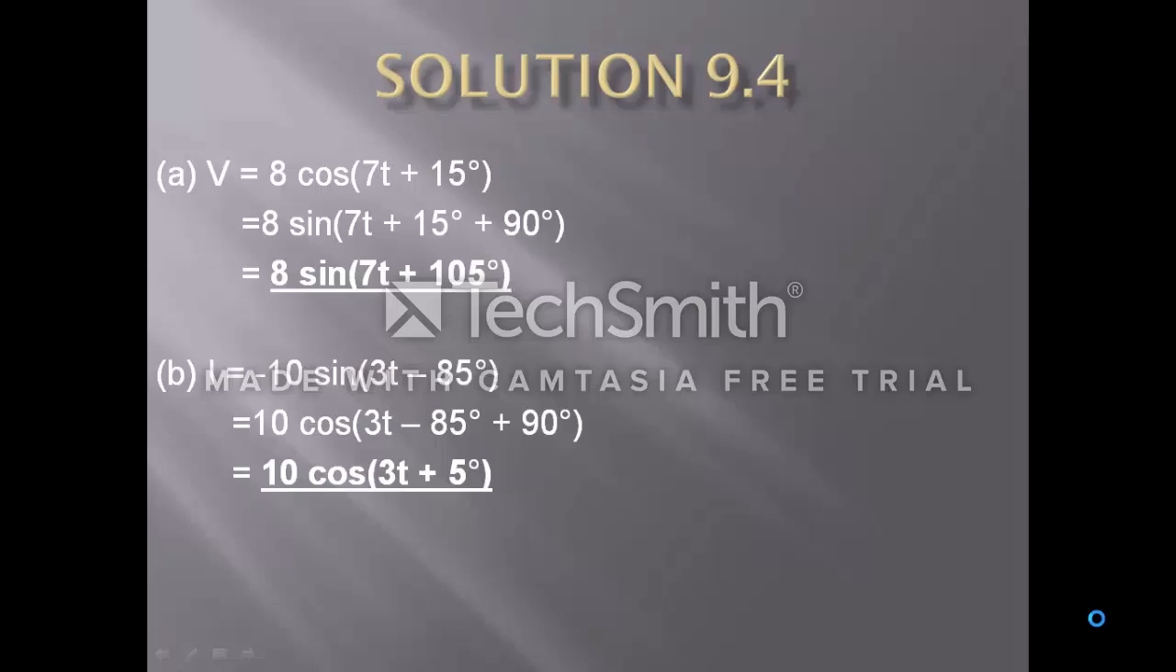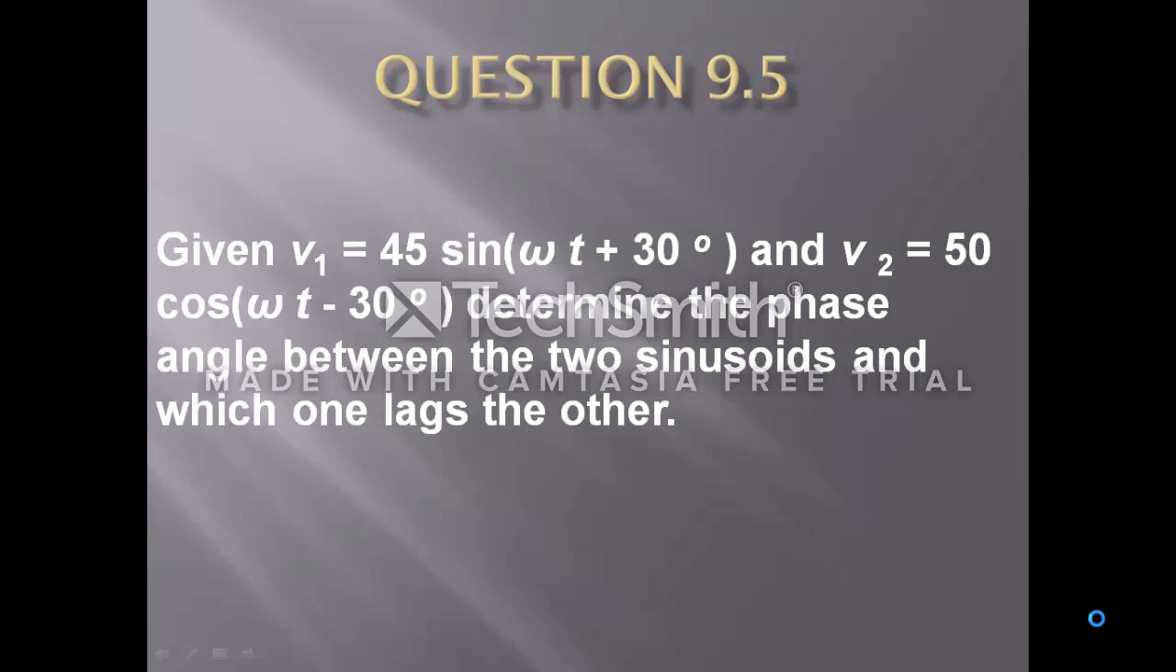For the b part, we have i as minus 10 sine 3t minus 85. So by applying the formula that sine 90 plus theta equal to cos theta, we get 10 cos 3t minus 85 plus 90, and therefore the answer is 10 cos 3t plus 5 degrees.